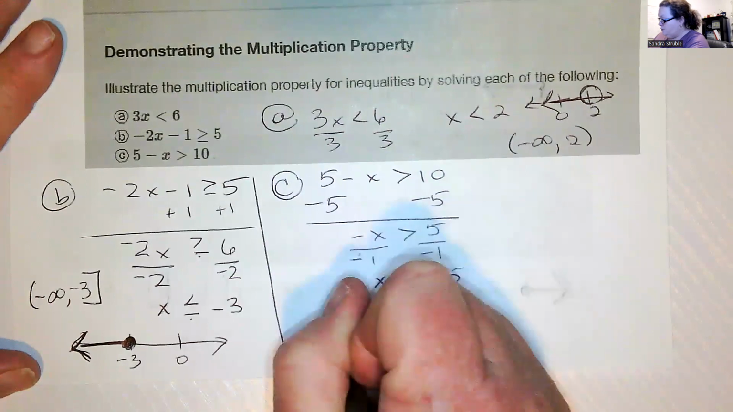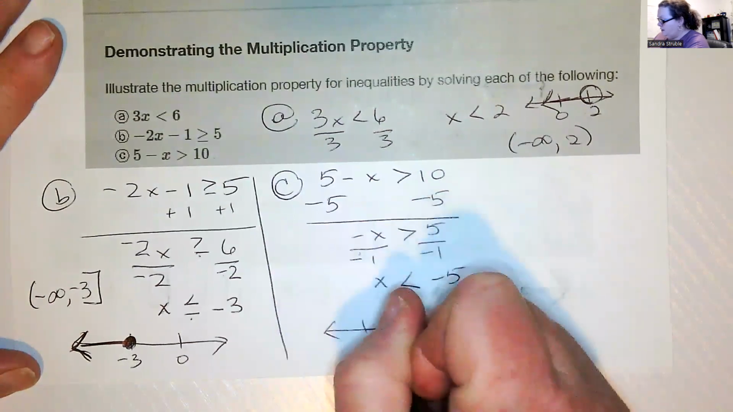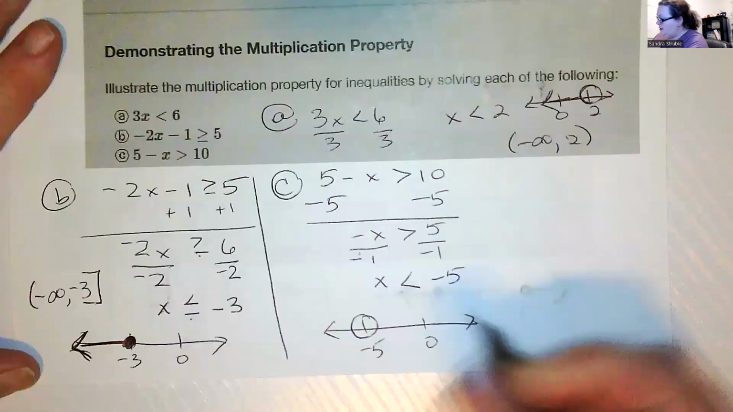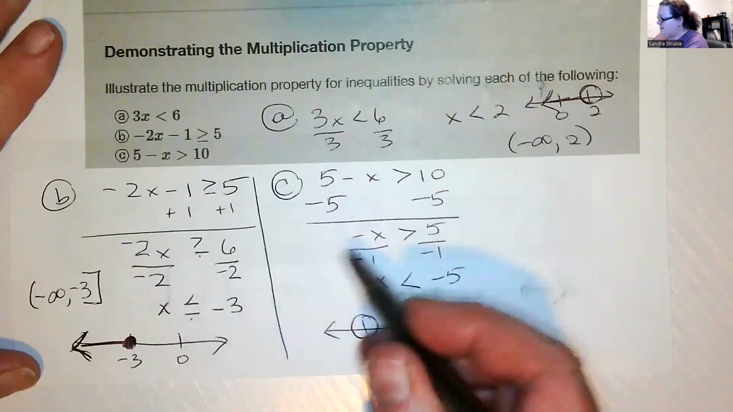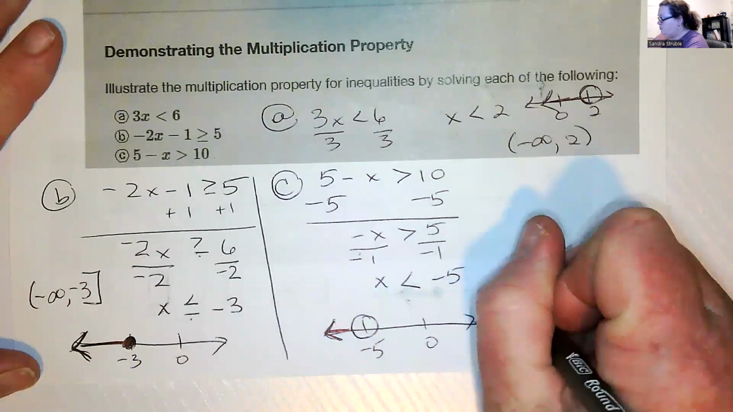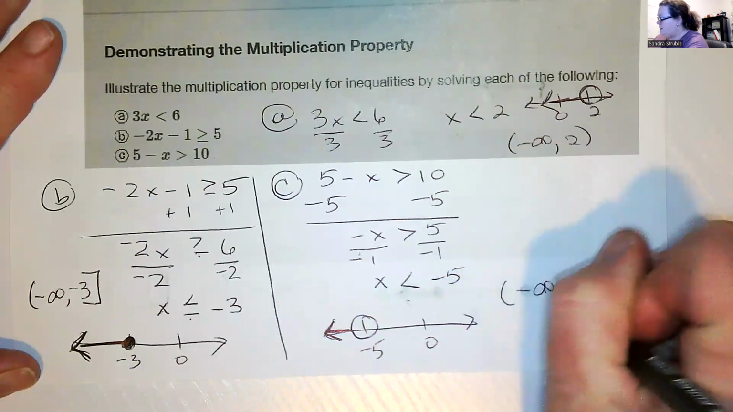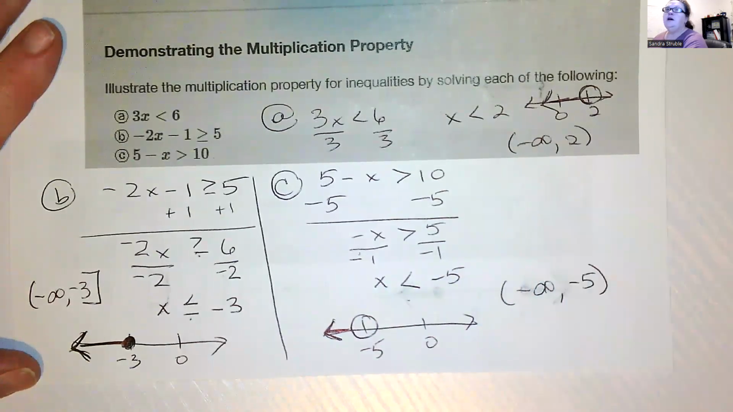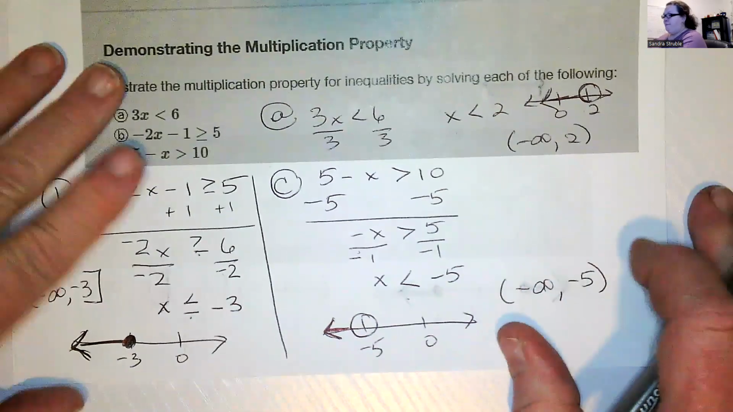Again, with my number line, I've got 0, negative 5. Negative 5 gets a circle because there's no equal sign, and x is less than, so it's going off to the left. Interval notation, open parenthesis, negative infinity, comma, negative 5, and close out with a parenthesis. And that's it.